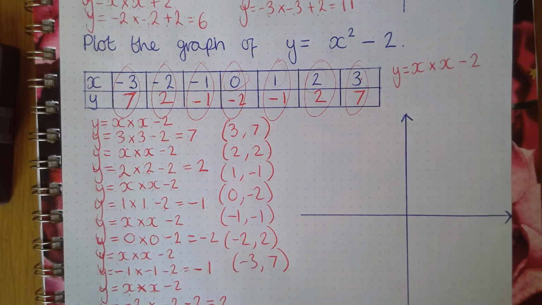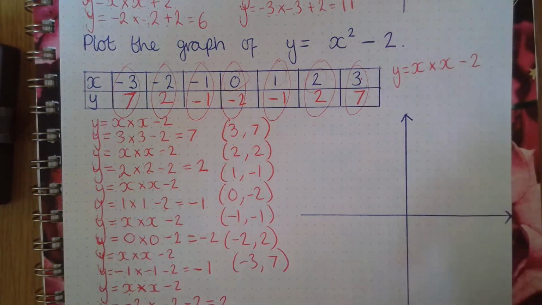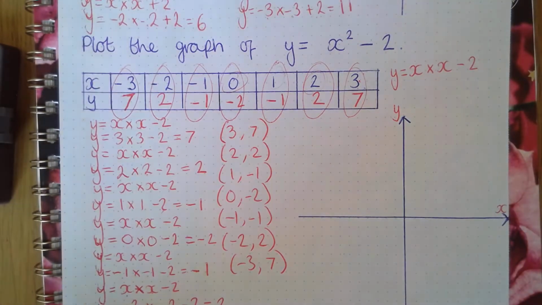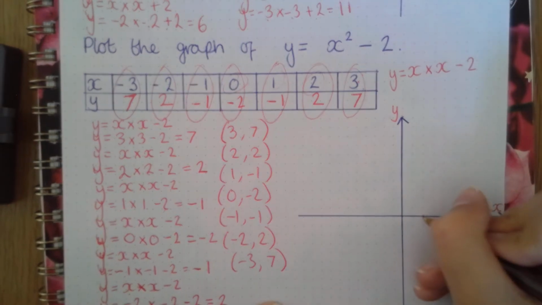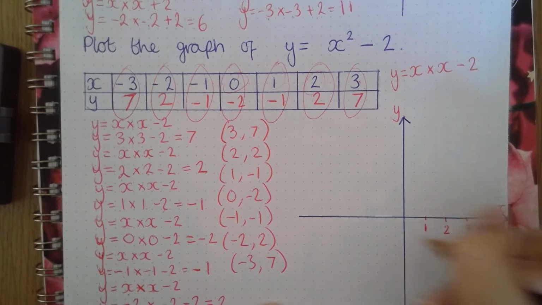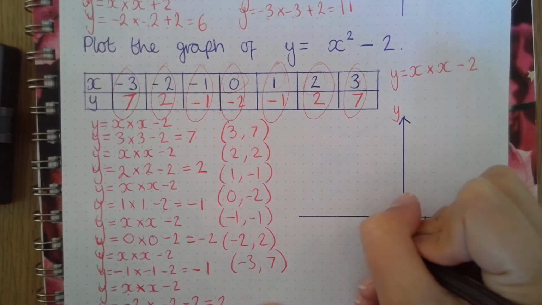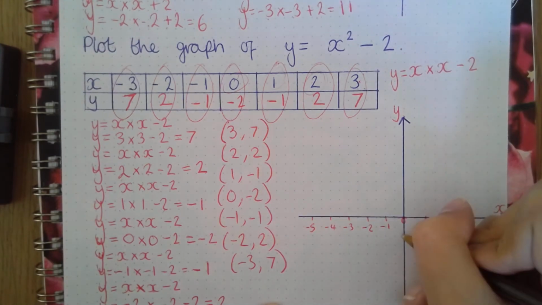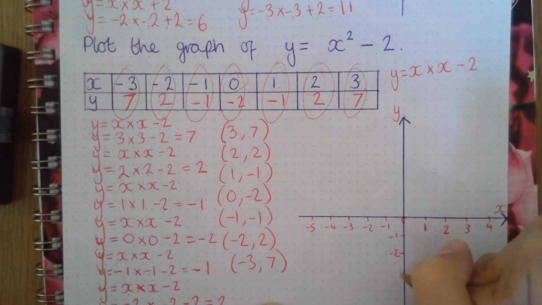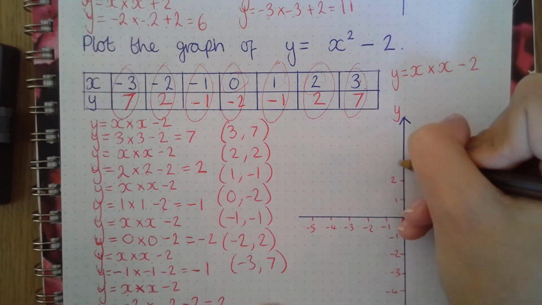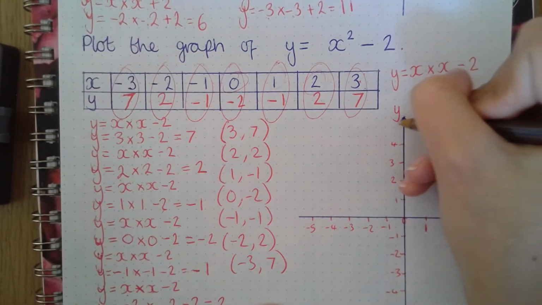Okay, and then we need to plot those coordinates on our axes. So I'm going to label this y and label this x. Okay, so this time I'm going to use a bigger gap because it's a bit squashed in. So 1, 2, 3, 4. This is 0, negative 1, negative 2, negative 3, negative 4, negative 5. Down here, negative 1, negative 2, negative 3, negative 4, negative 5, negative 6. 1, 2, 3, 4, 5.